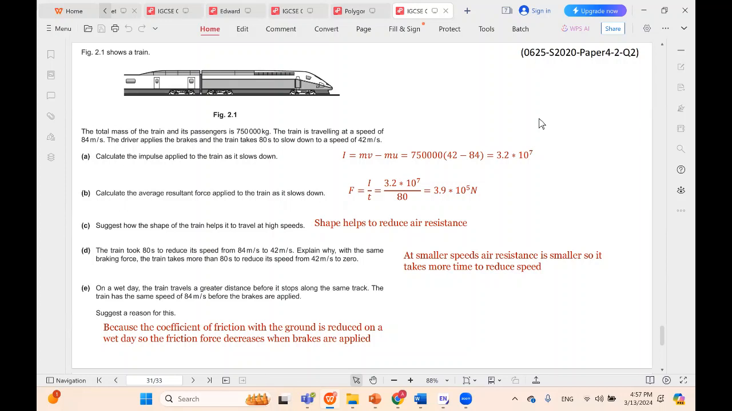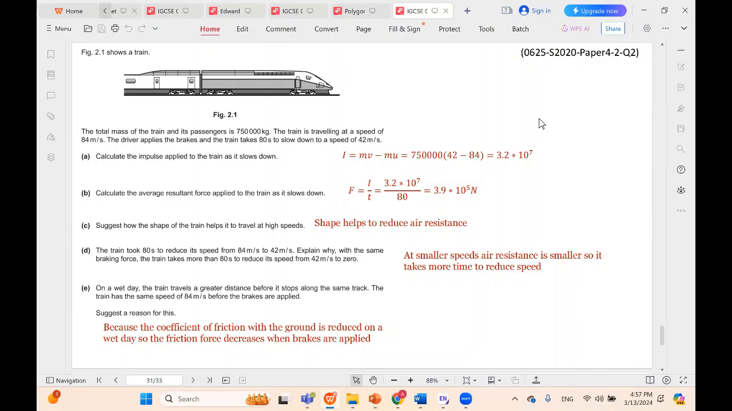Calculate the average resultant force applied to the train as it slows down. We simply divide impulse by time. We got the impulse here, and we are given the time in the problem, 80 seconds. So therefore, we divide impulse by time, and we get the force as 3.9 times 10 power 5.